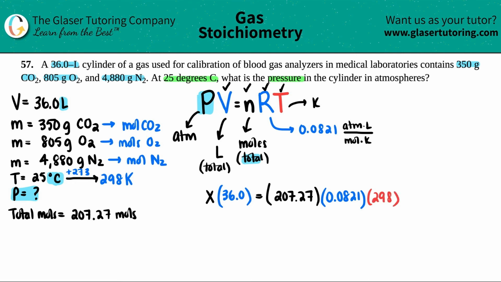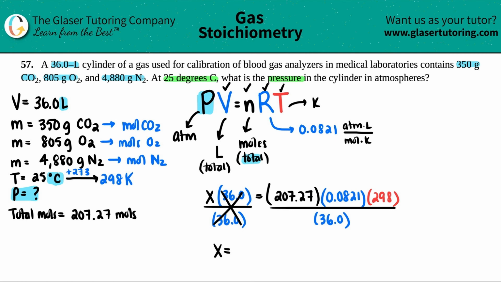We want to solve for X, so all I got to do is just divide by the 36 on both sides. And then we are good to go. You could always get this as one answer, but I like to plug everything in into the calculator at once because I don't want any unnecessary rounding in the middle. So 207.27 times 0.0821 times 298. Divide that by 36.